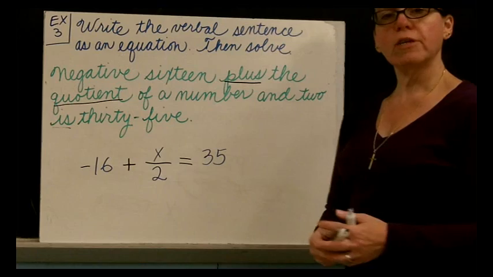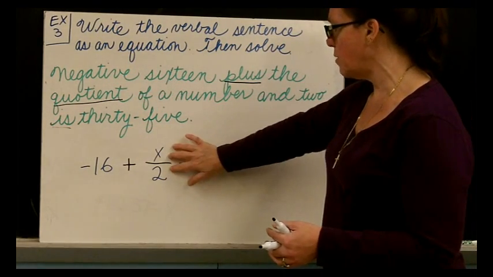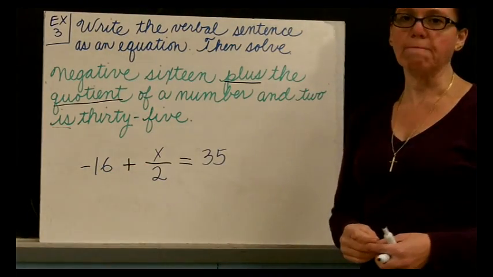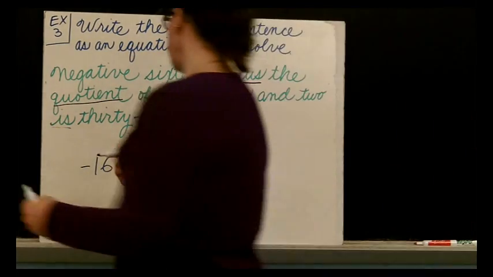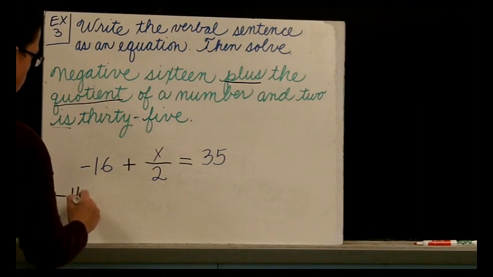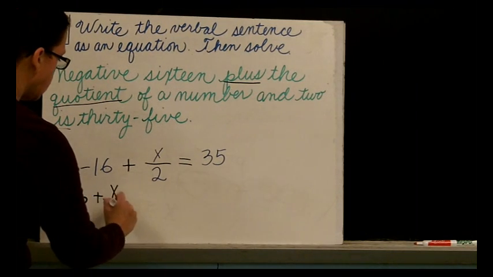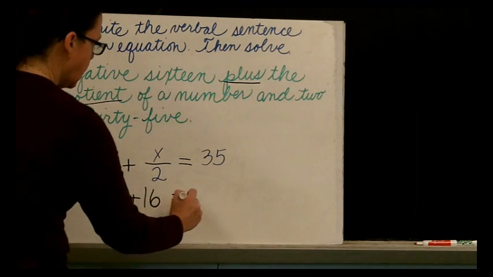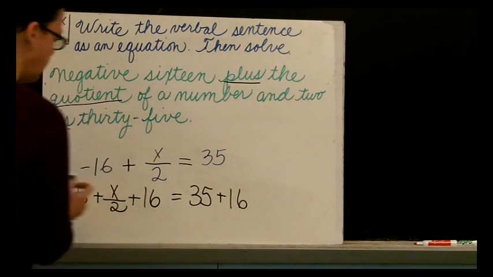We'll follow the same steps as before because we have two things going on with the x. It's being divided by positive 2, and there is a constant of a negative 16. Remember, our first step is to negate the constant. The inverse operation of a negative 16 is adding 16. So we'll write the expression that we have, negative 16 plus x divided by 2, and then we'll apply our positive 16 equals 35, and then again our positive 16.